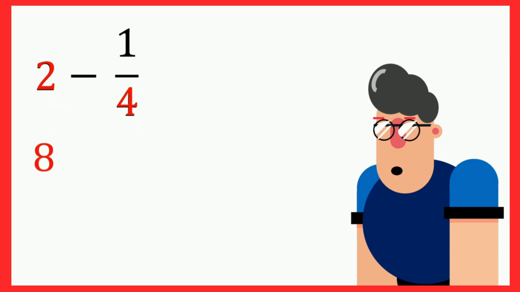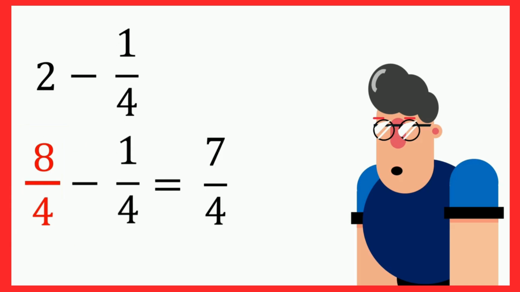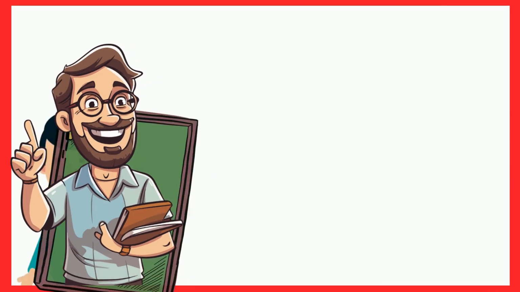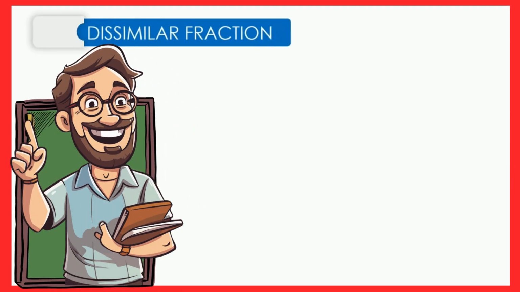Next, we need to find our denominator. And since we can only subtract similar fractions, this means that our denominator must also be 4. Now that 2 is already a fraction, we can then bring down 1/4 and subtract the two fractions. The answer to that is simply 7 over 4, or if you want to change it to a mixed fraction, we have 1 3/4. Here's a summary of the steps we take in adding and subtracting dissimilar fractions.